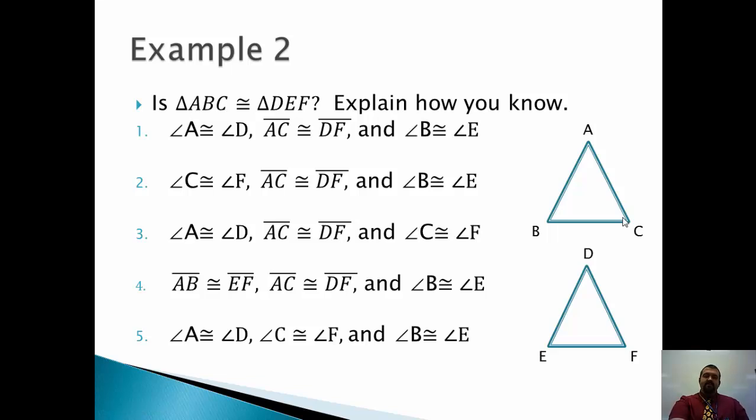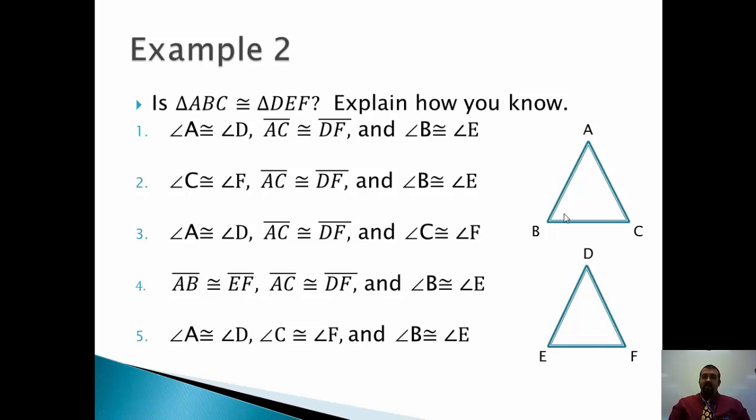Reason, angle, side, angle. The next one, segment AB and segment EF. Hold on a second. It doesn't look right, but let's keep going. Segment AC and segment DF. And then I have angle B and angle E. So if I look at the order on the top one, I would have had side AC, side AB, and this angle. Side, side, angle.